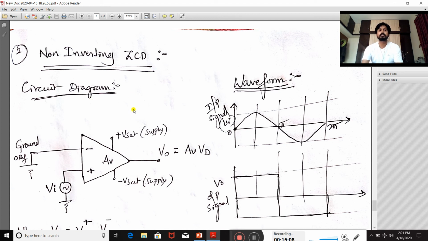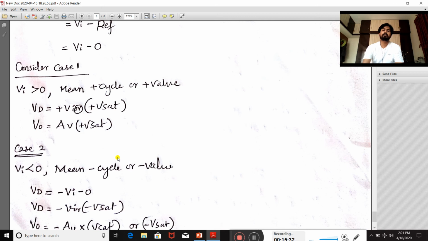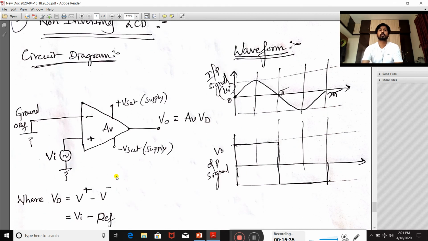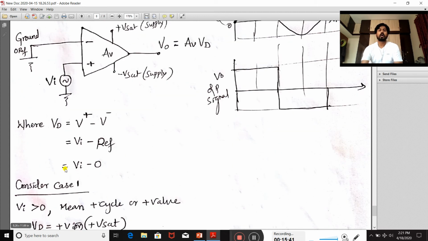And in the earlier case, in the inverting zero crossing detector, what we have seen? For the positive cycle zero crossing, it produced the negative value, and for the negative zero crossing, it produced the positive value, that is inverted, and here it is non-inverting. In the examination, they may ask, with a neat circuit diagram and waveform, explain the zero crossing detector. With this diagram and this waveform, you need to explain along with these equations, so that the examiner may give full marks for this particular answer.